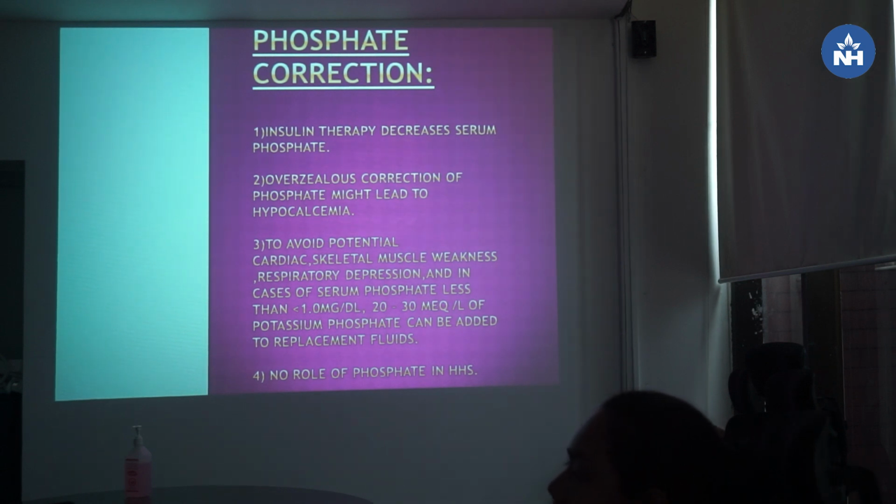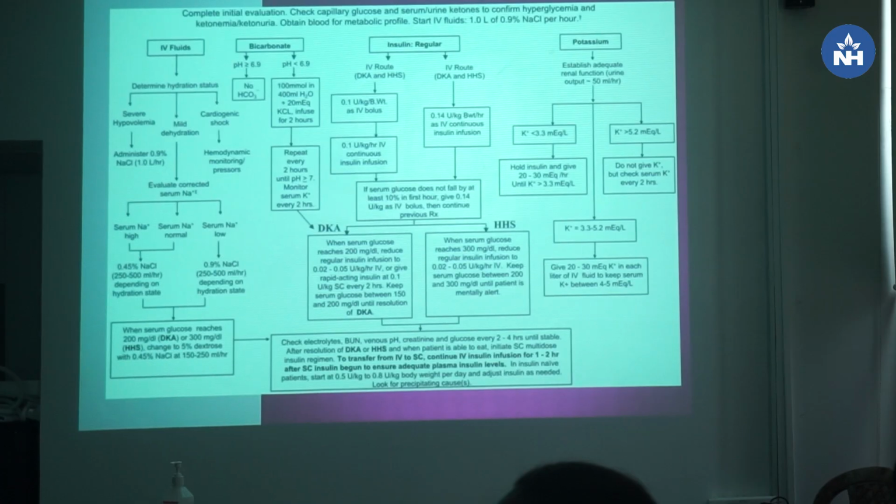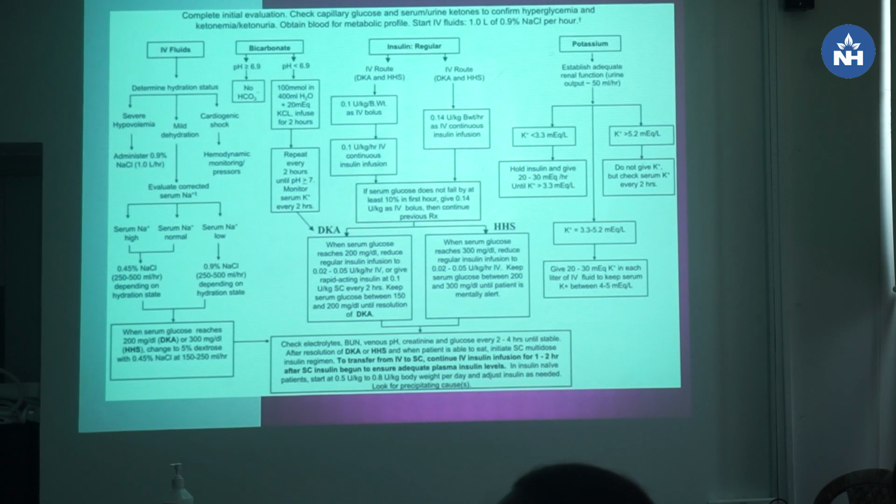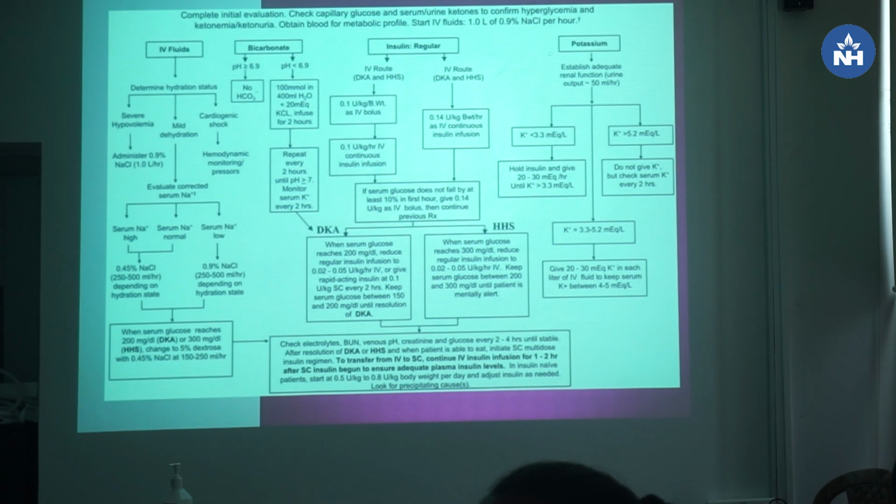Phosphate correction. Insulin therapy decreases serum phosphate. Overzealous correction is avoided. Roughly 400 mg of potassium phosphate, 3 millimoles.